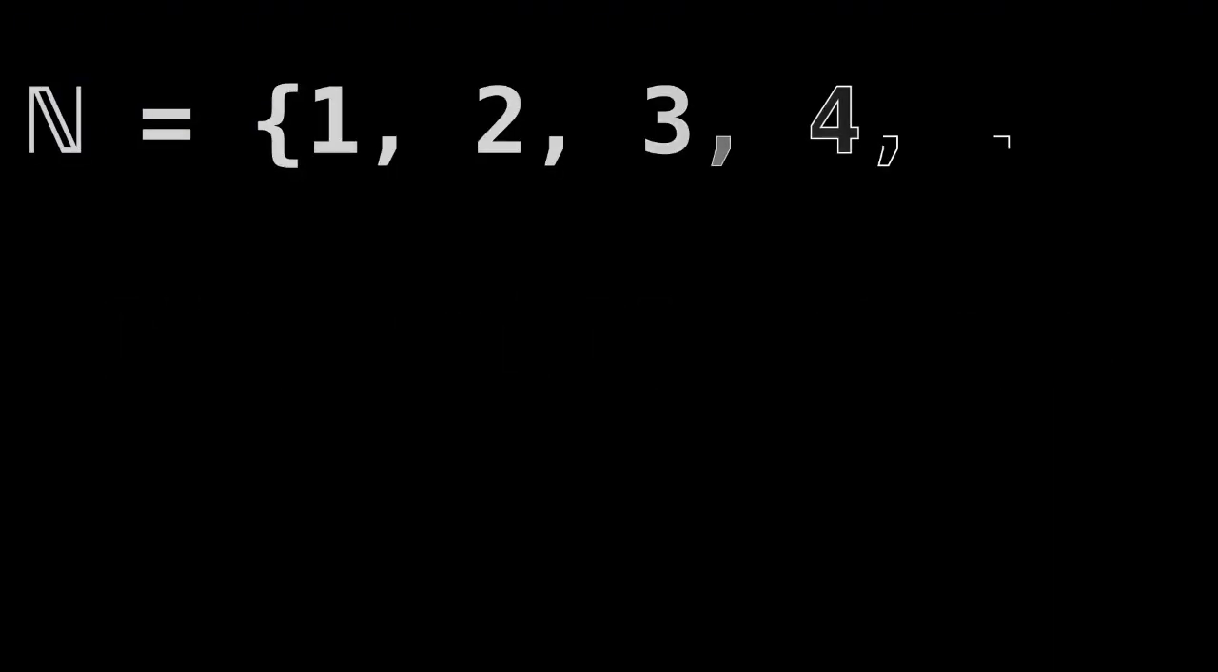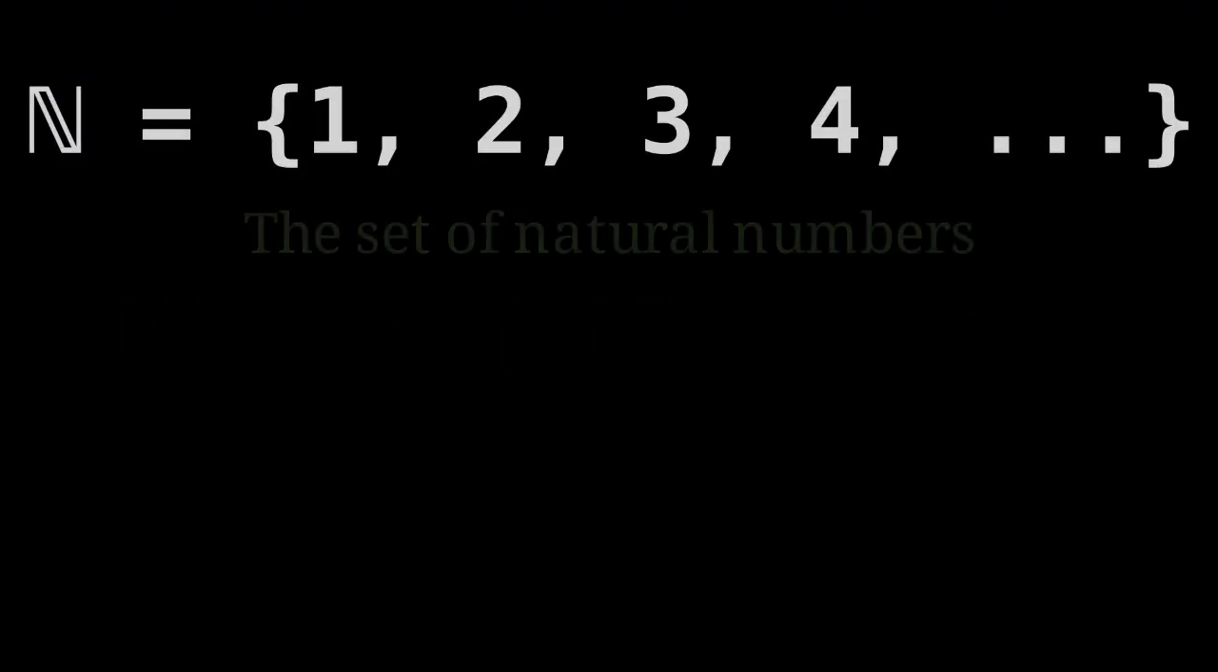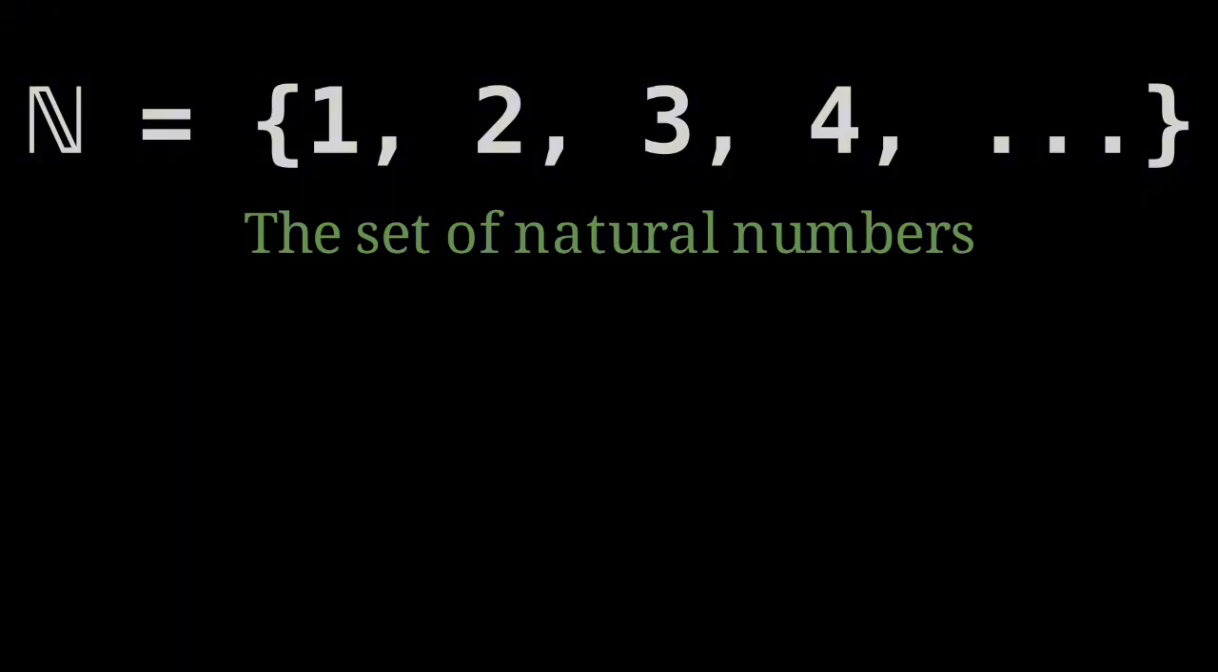Natural numbers are the counting numbers we use to enumerate discrete objects. They represent quantities you can count on your fingers: 1 apple, 2 chairs, 3 books. These are the numbers that answer the question, how many, when the answer is a positive whole amount. Mathematically, we denote this set as N, which equals the set containing 1, 2, 3, 4, and so on.